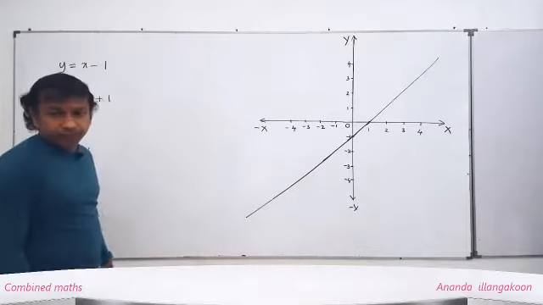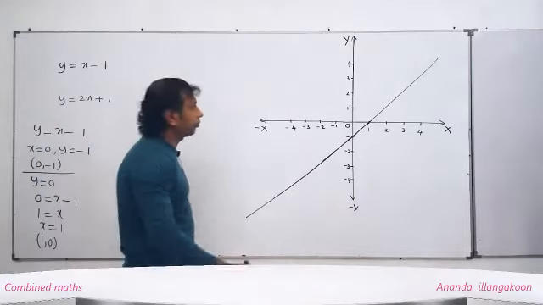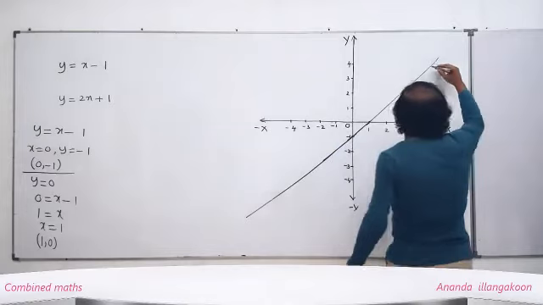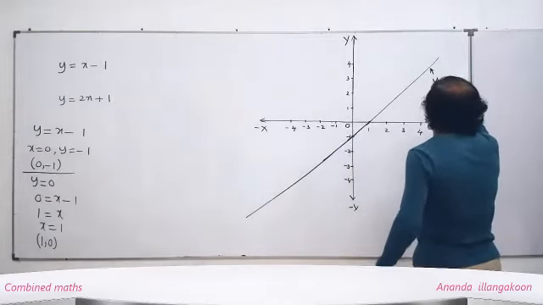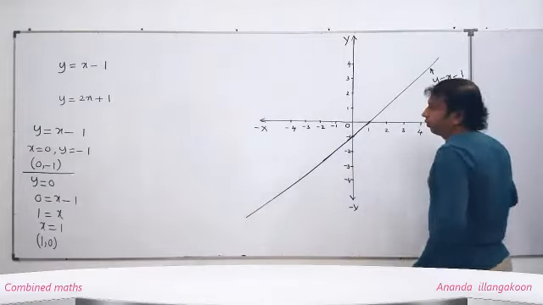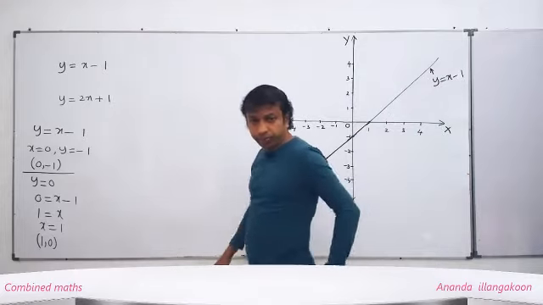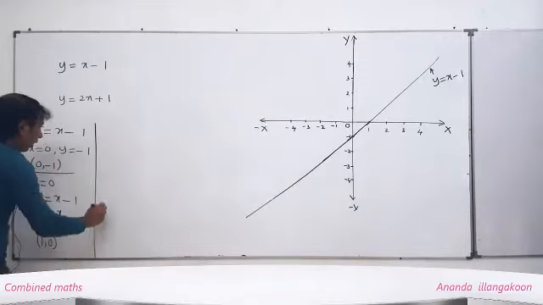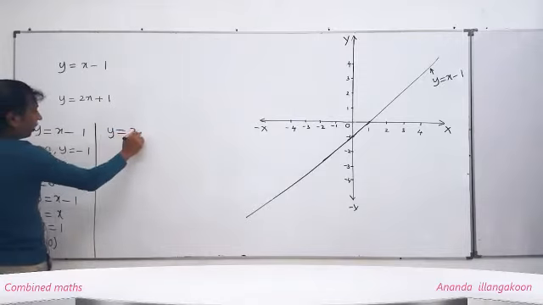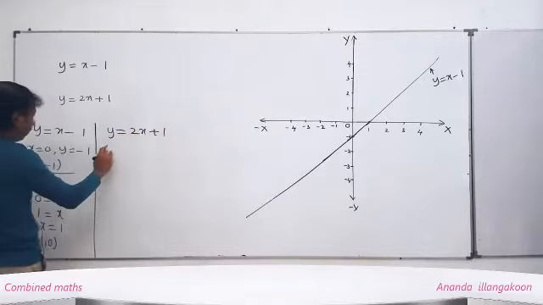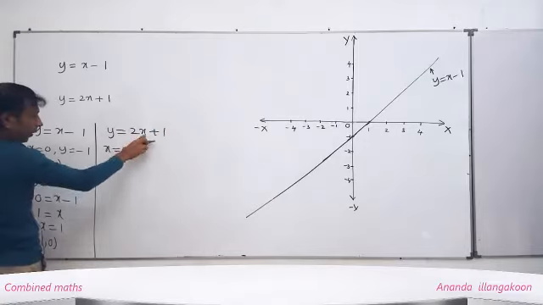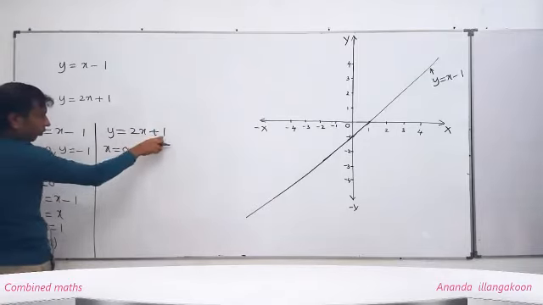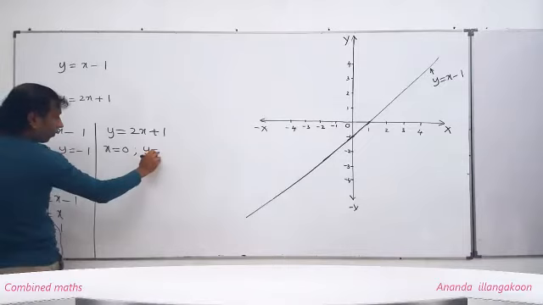First line is okay. The equation of the line is y equals x minus 1. Right. Second line we'll draw. In drawing the second line also, we need 2 points on the line. To find the 2 points on the line, put x equals 0. 2 into 0 is 0, 0 plus 1 is 1, then y is 1. So (0, 1).